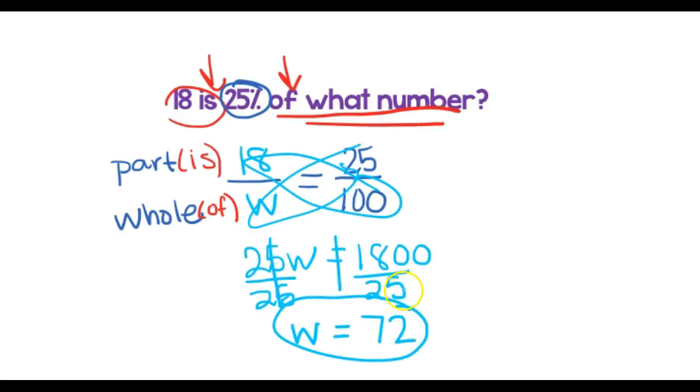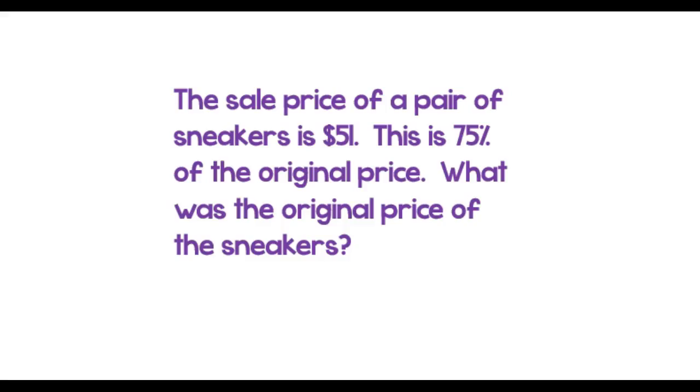So now that you have our three different types of problems, what I would like you to do is to try this problem on your own in your notes and be ready with an answer tomorrow in class. The sale price of a pair of sneakers is $51. This is 75% of the original price. What was the original price of the sneakers?